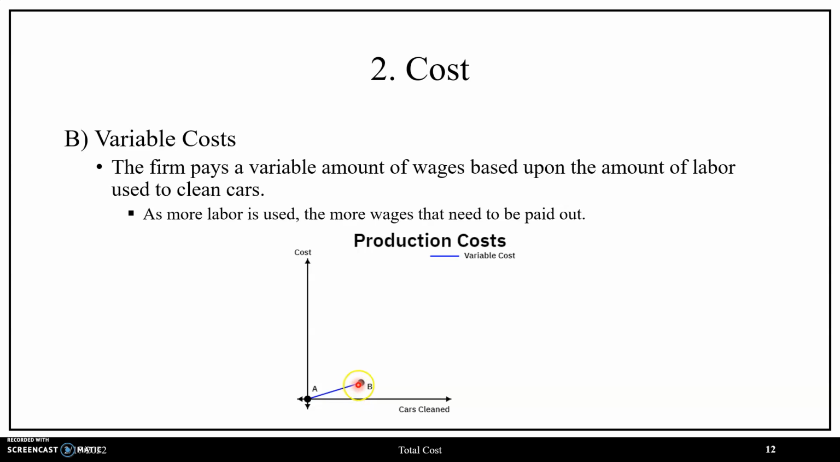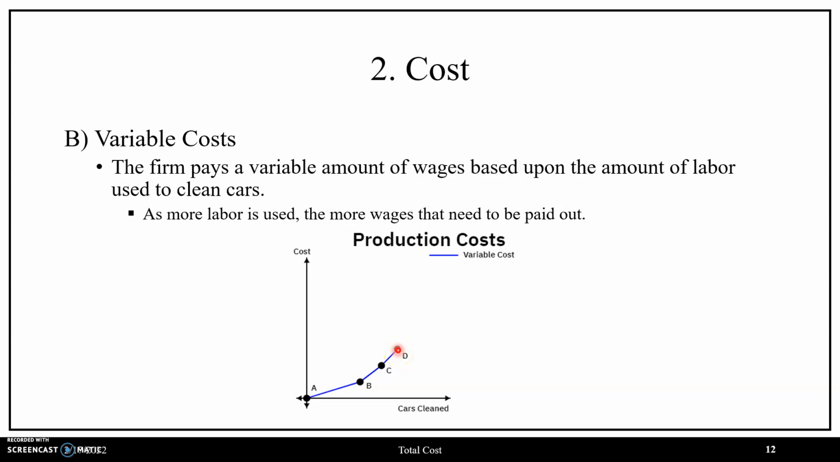If they bring that first person on board, that first person is able to use the space and the cleaning equipment to be able to clean cars, as we see with point B, but this also means that this employee needs to be paid their wage rate, so some costs are being incurred. Then if a second person is brought on board, this means further cars can be cleaned, as we saw with the production function, more input, more output. But by bringing a second person on board, this also means that further wages need to be paid out, so our costs increase.